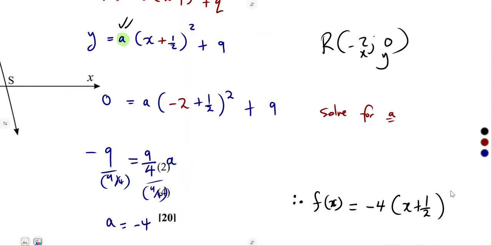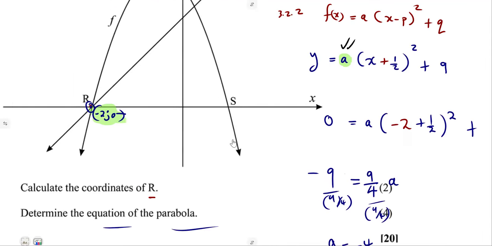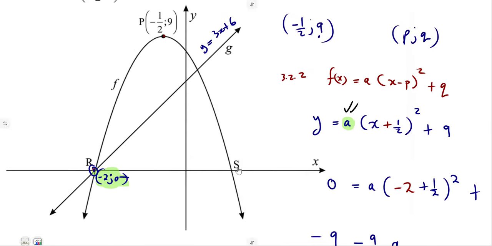X plus 1 over 2 squared plus what? Plus 9. So there are so many ways, guys. You can use this one. If you expand it, you can even obtain the other format of a quadratic, which is the one that we could have used from these x-intercepts.